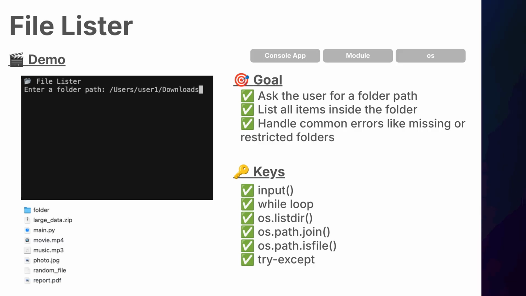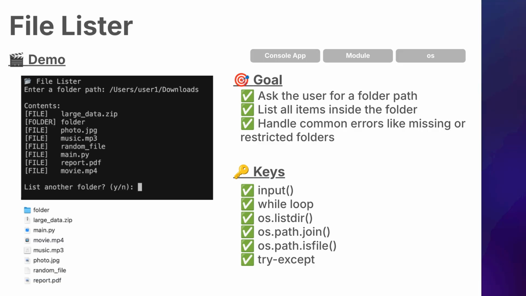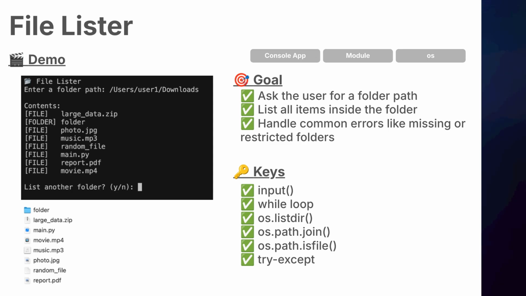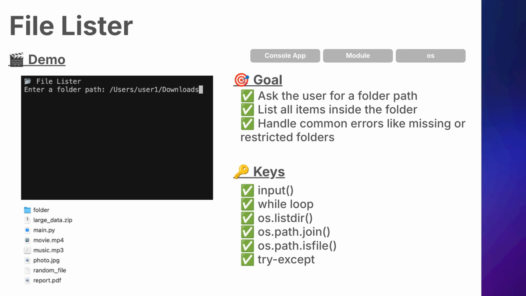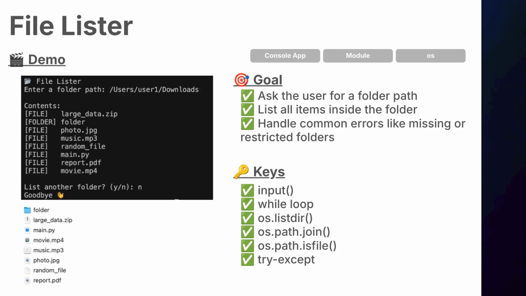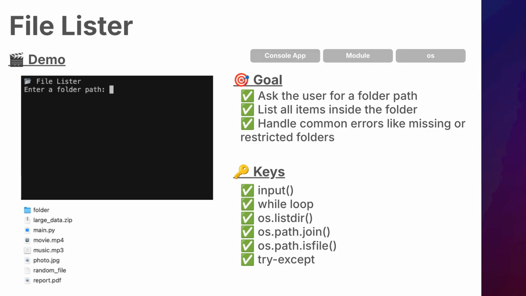For example, you might type something like a downloads folder path. After you press enter, the program prints a list on the screen. You might see output like a folder named Photos, a file named Report PDF, a file named Music MP3, and another folder named Projects. Everything is displayed line by line so it is easy to read and understand.